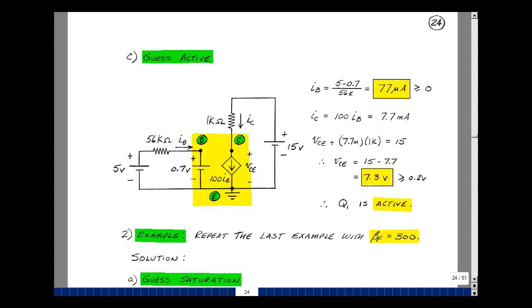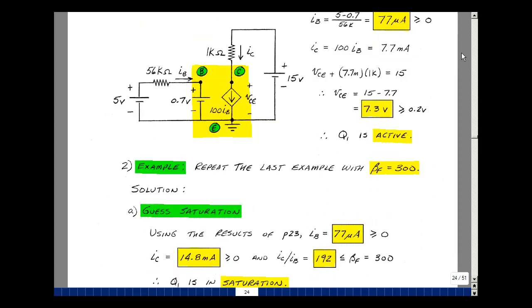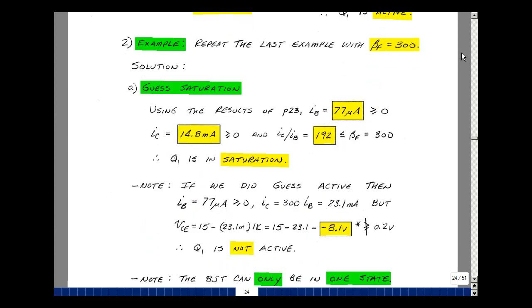Suppose we go back and repeat this example, but now beta F increases to, say, 300. Now let's go back to page 23, the last page. Our I sub B would still be the same. Our I sub C would still be the same, but now the ratio, which is the same, is now less than beta F because beta F is 300. So this would have been the correct state.